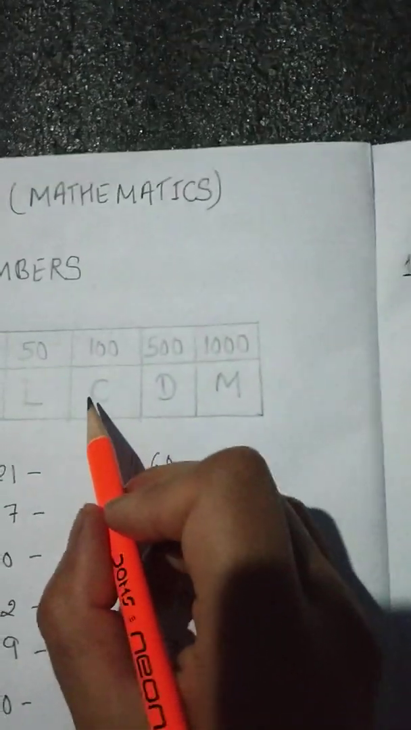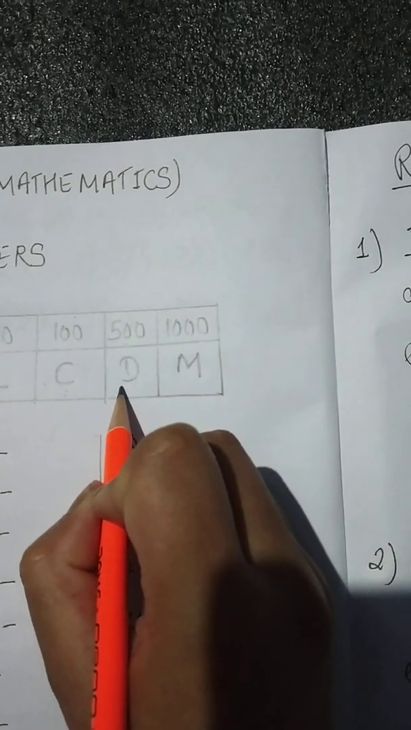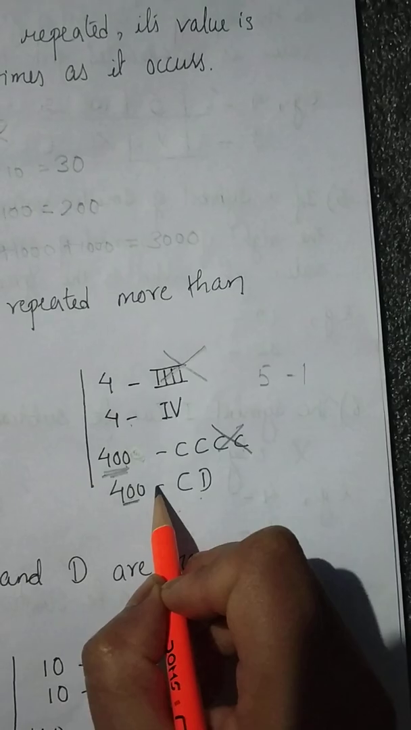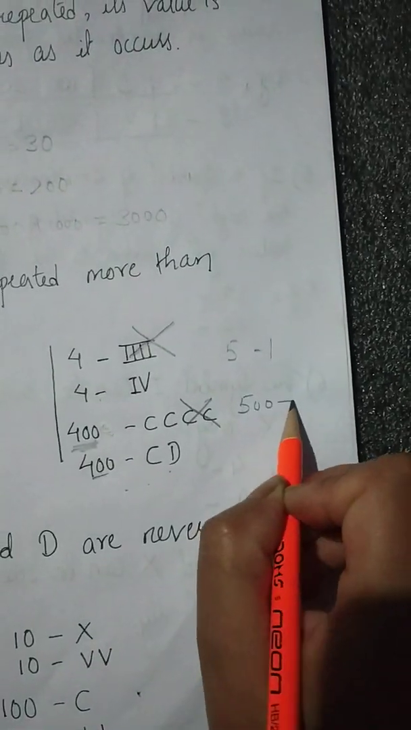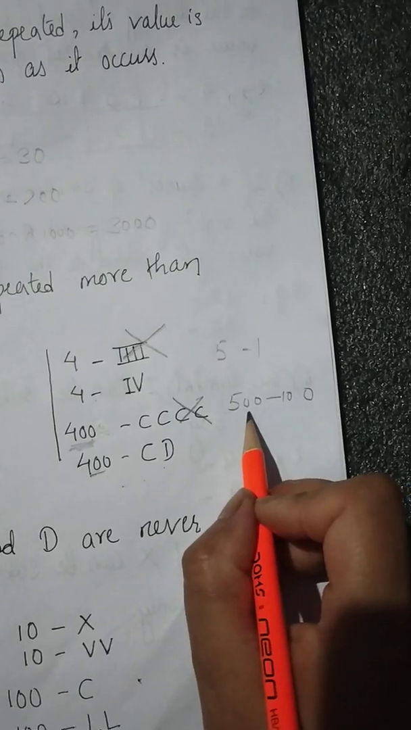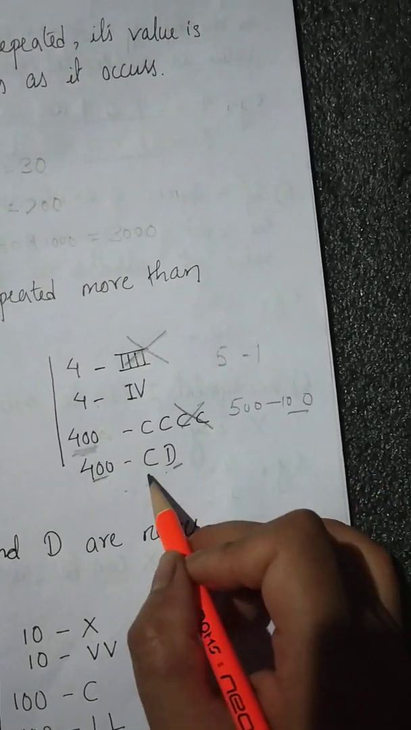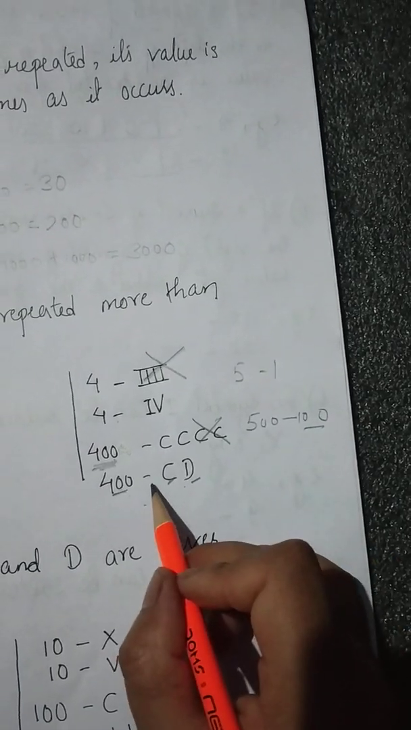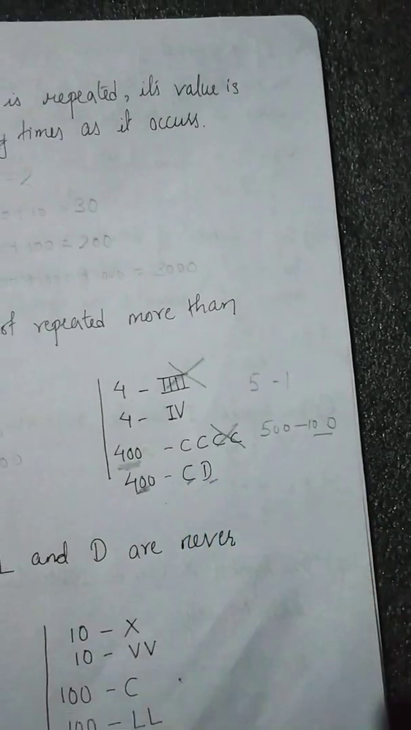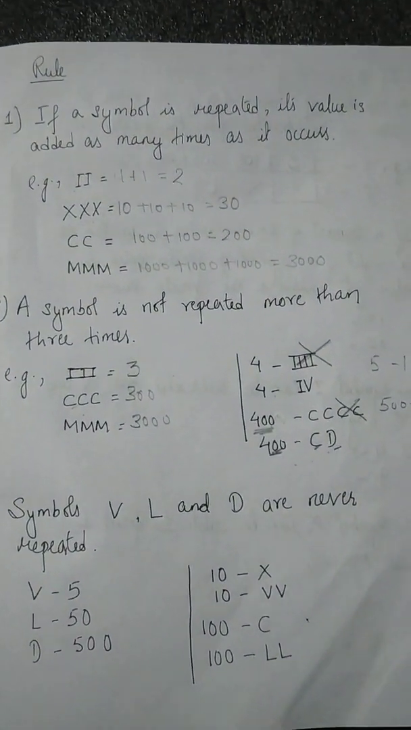For 400, I have to check the symbol. See, I cannot use CCCC for 400. Now the next symbol is D. So I can use 500. Now we know that 500 minus 100 gives you 400. So 500 is for D and minus 100 is for C. That is why in Roman numerals 400 is written as CD. Okay, I hope you have understood the second rule as well.